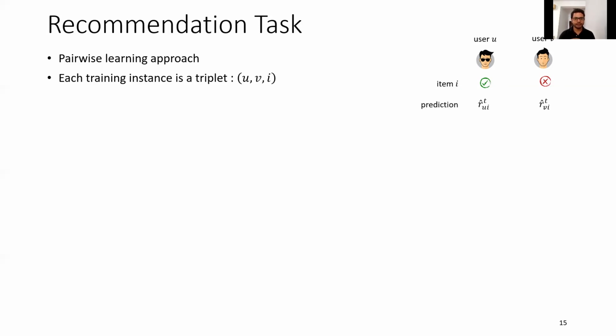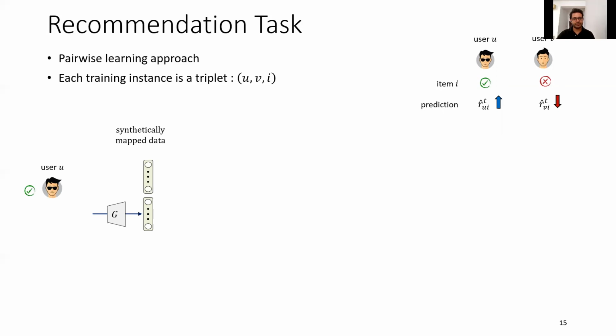Accordingly, we need to make two predictions, one for each user. And the recommender should try to have a higher rating value for user U and a lower rating value for user V.